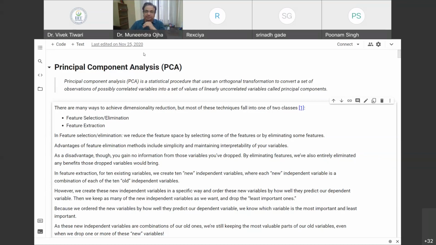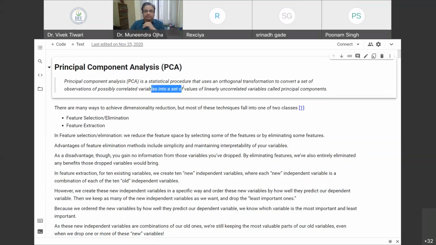That is why we transform them into a set of values of linearly uncorrelated variables, and those variables are called principal components. In this process we drop many principal components which are not so significant, and then we try to obtain approximate data which is a very close approximation of the original data. This way we shrink the data and find a summary of our original data.